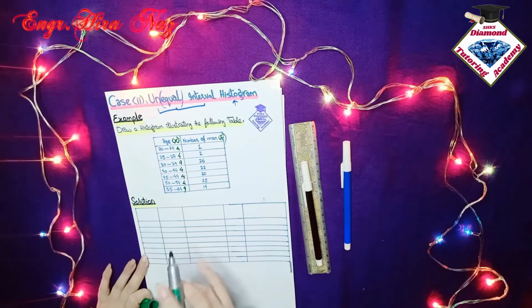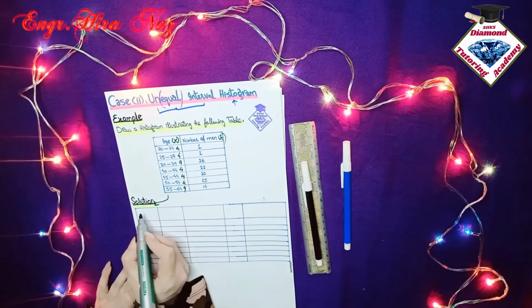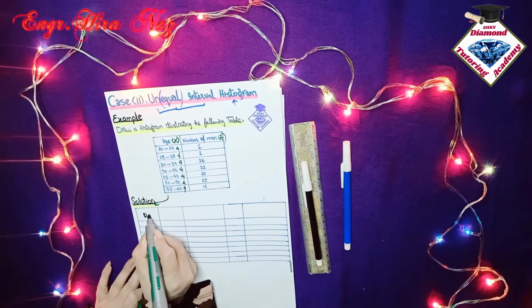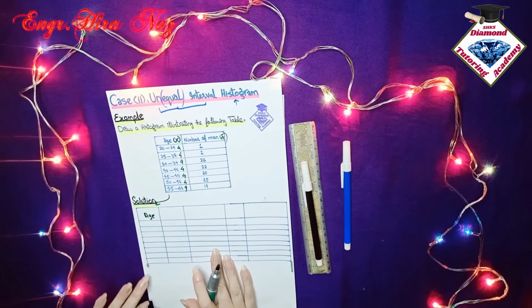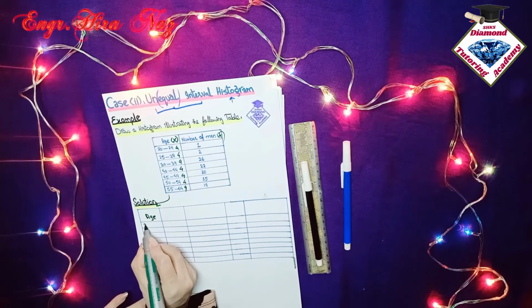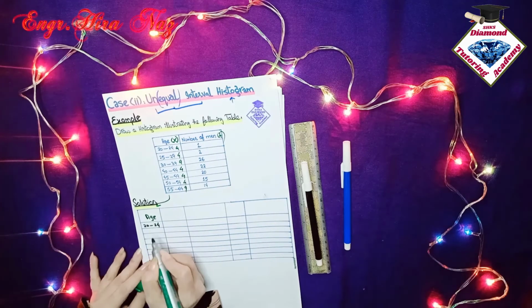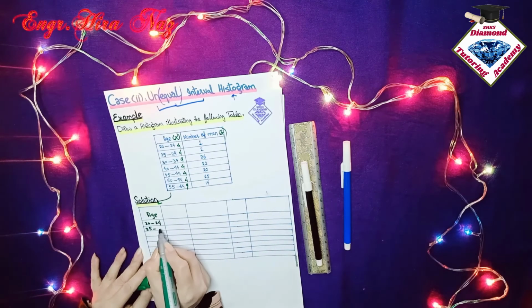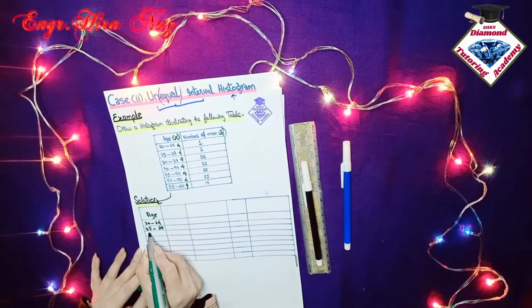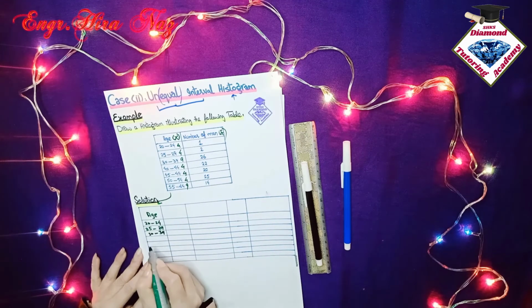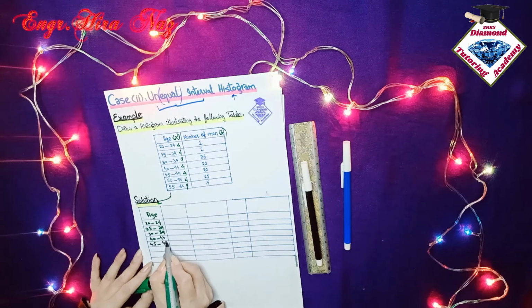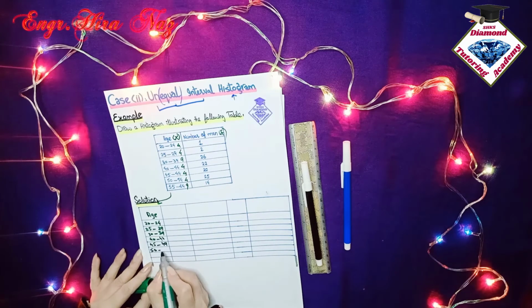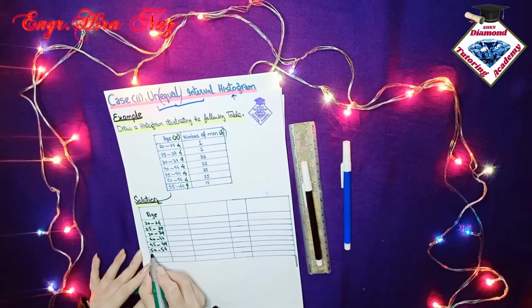Here, copy this first column as it is. From 20 to 24, 25 to 29, 30 to 39, 40 to 44, 45 to 49, 50 to 54, and the last is 55 to 64.